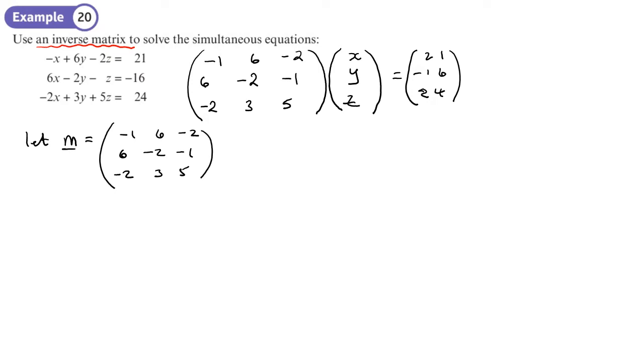So on our calculators, menu and 4, define a matrix 1, number of rows 3, columns 3, and we'll type in -1, enter, 6, enter, -2, enter, 6, -2 again, -1, -2, 3, 5, and then enter.